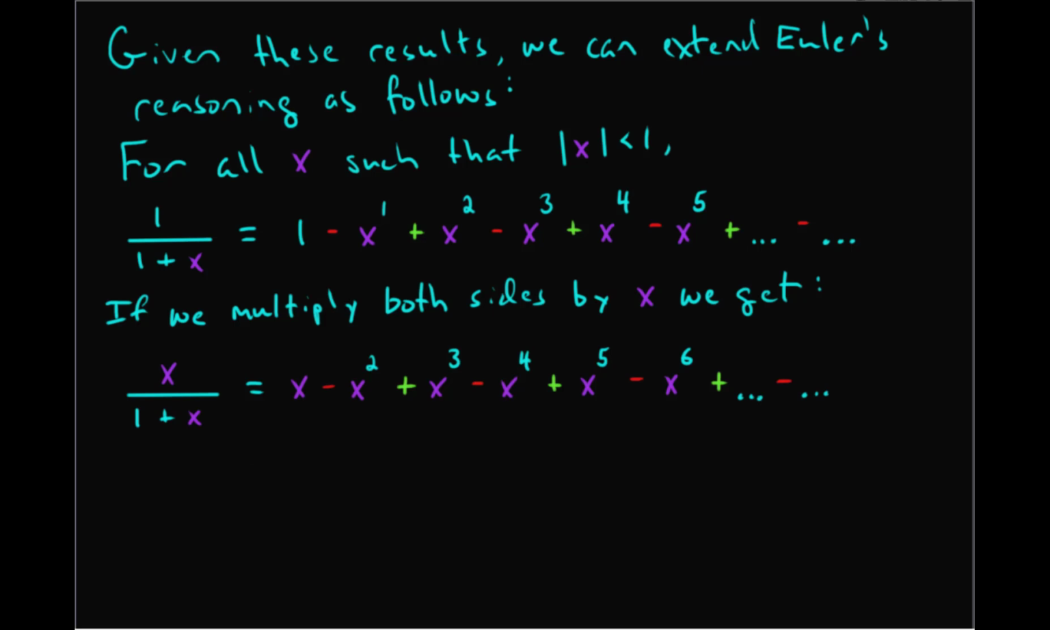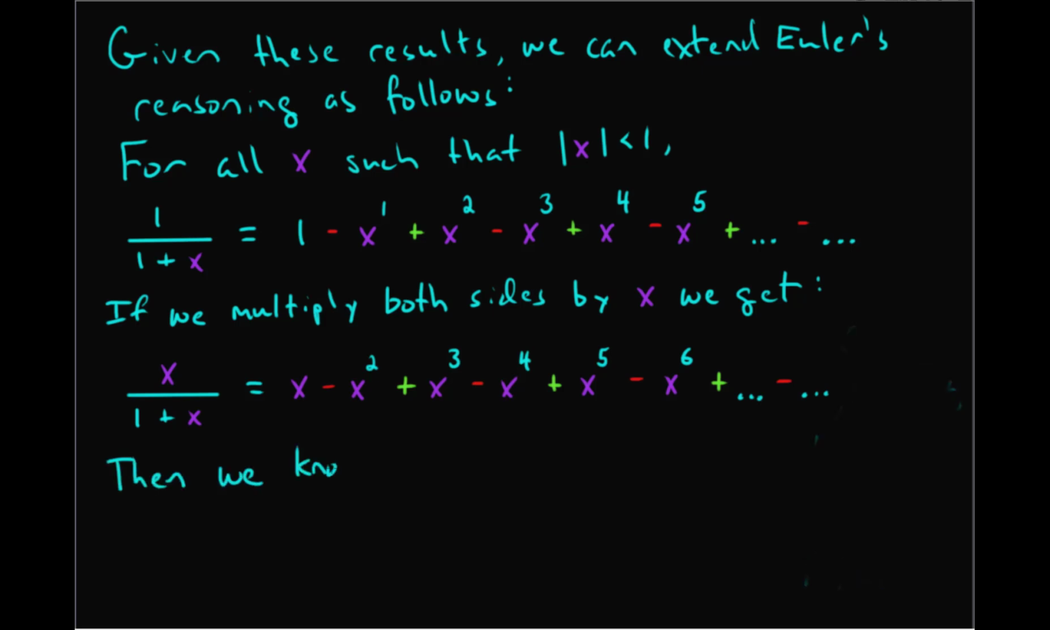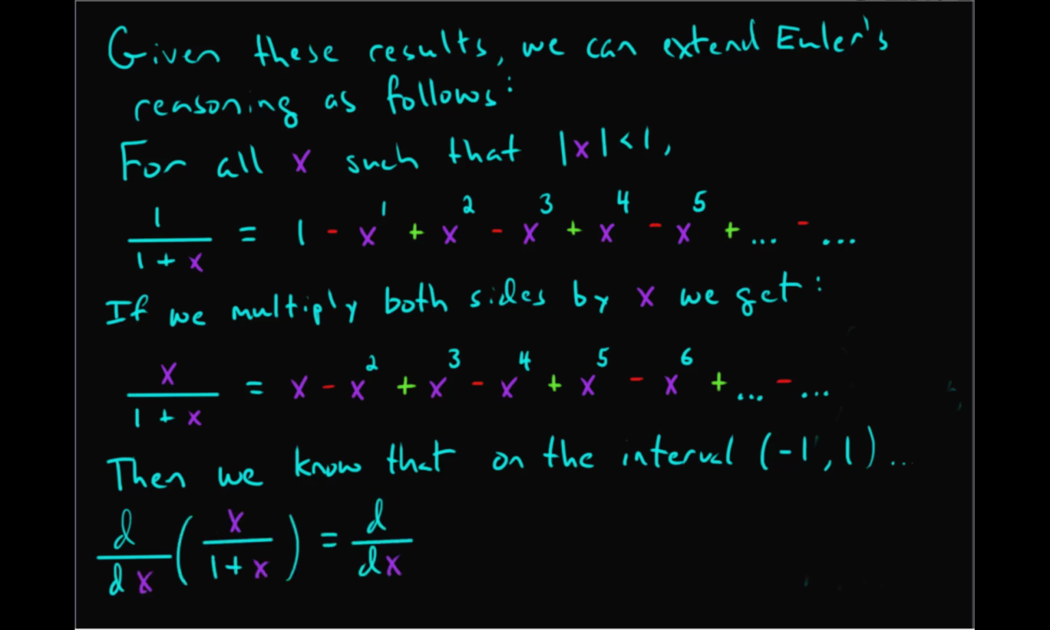Now for the viewers who are paying very close attention to the details of this derivation, I just want to point out that multiplying the series by x does not change its radius of convergence, because by the root test, this series is still convergent for all x such that the absolute value of x is less than 1. But we also know that differentiating this function and its associated series doesn't change the interval of convergence either. So we know on the open interval from -1 to 1 that the derivative of the function x over 1 plus x is equal to the derivative of the series x minus x squared plus x cubed minus x to the fourth and so on.